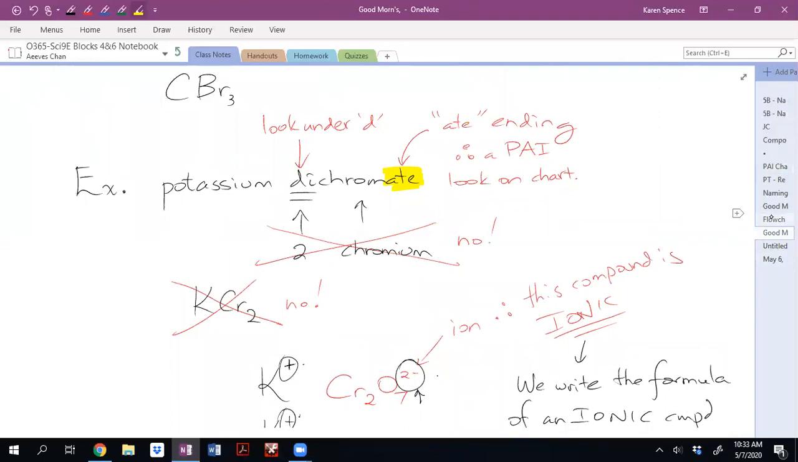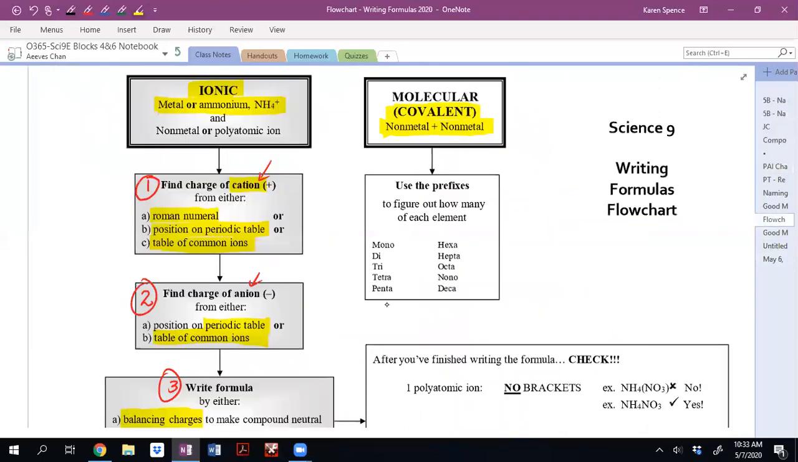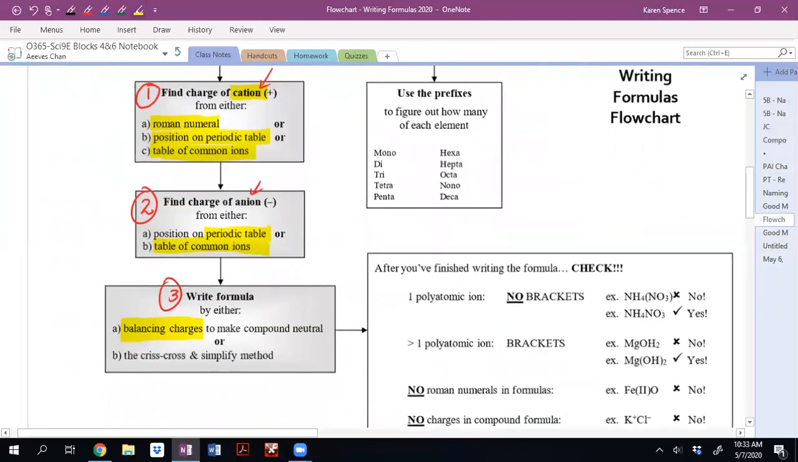On the flowchart. So find the charge of the cation. Find the charge of the anion. Write the formula by balancing the charges.